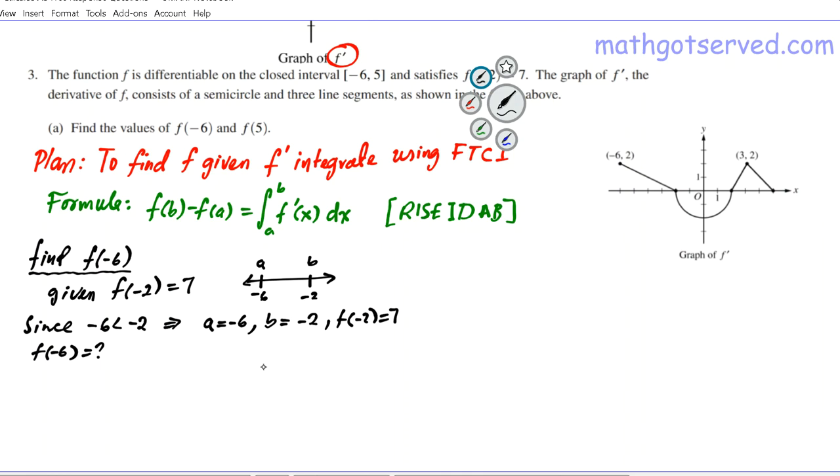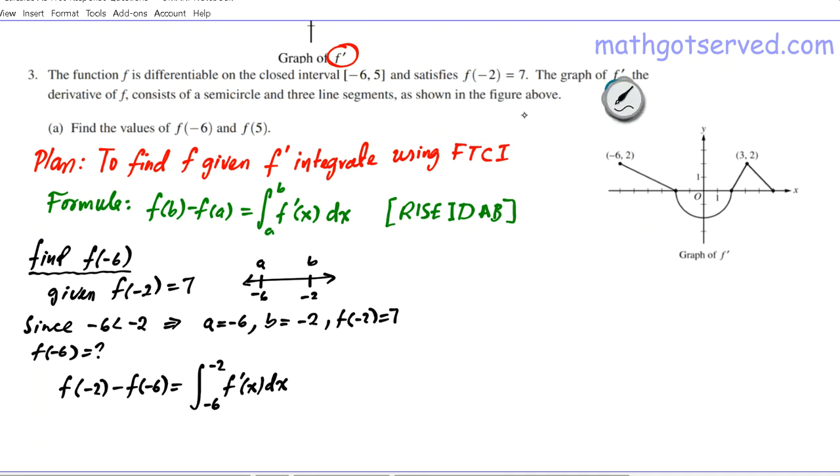All right, let's set up our integral using FTC part 1. Rise, we have f of b, so what is b? -2, right? So f of b is f of -2 minus f of a is equal to the integral from a to b, so a is -6 to -2, of the derivative f prime of x dx. Alrighty, so let's do it. So we know that f of -2 is given to us. f of -2 is 7. We also specified it here.